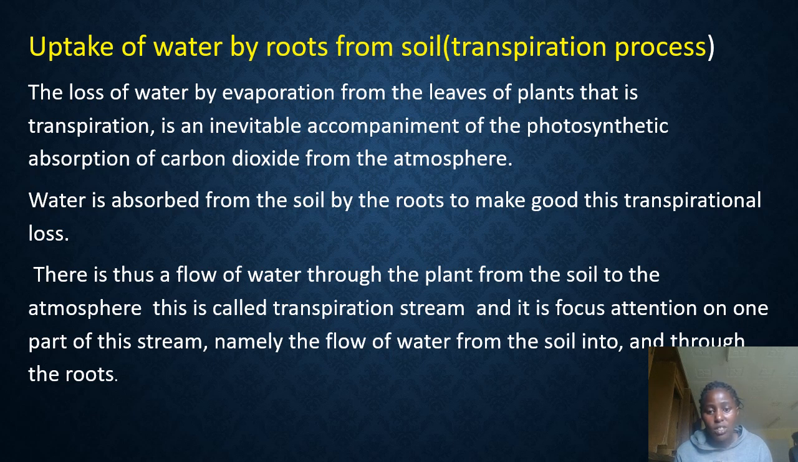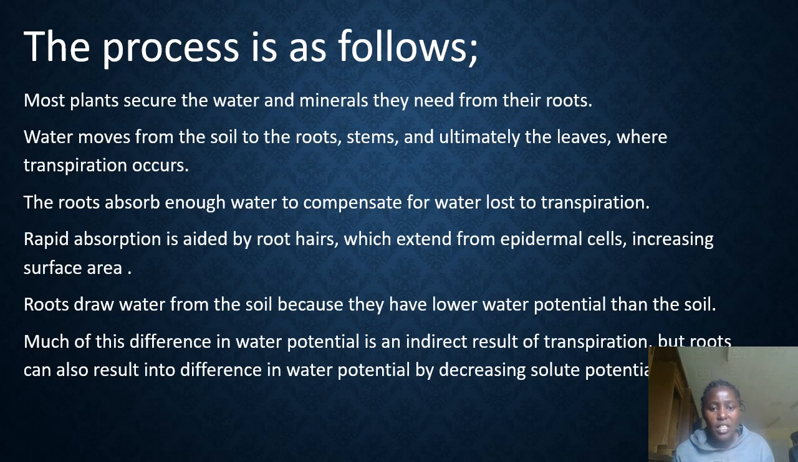This is called the transpiration stream, and we focus attention on the part of this stream, namely the flow of water from the soil into and through the roots. The process is as follows. Most plants secure the water and minerals they need from their roots. Water moves from the soil to the roots, stems, and ultimately the leaves where transpiration occurs. The roots absorb enough water to compensate for the water lost to the atmosphere by transpiration.